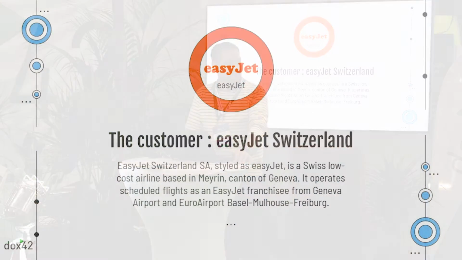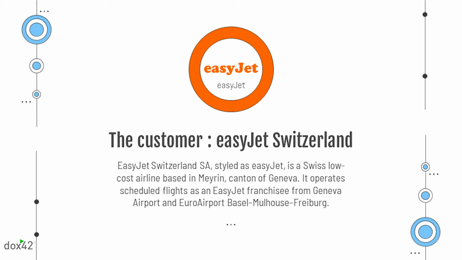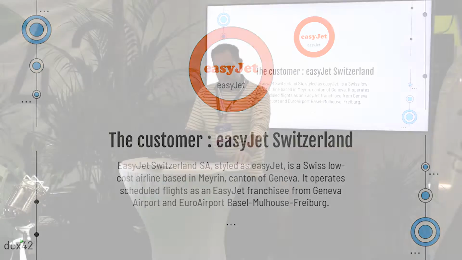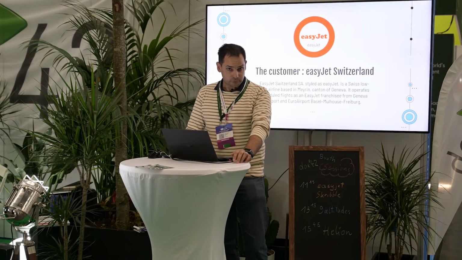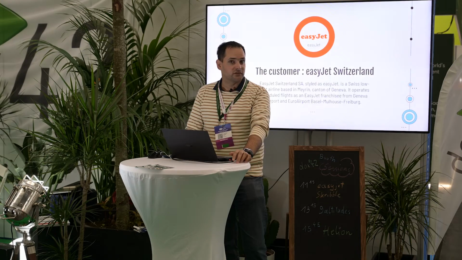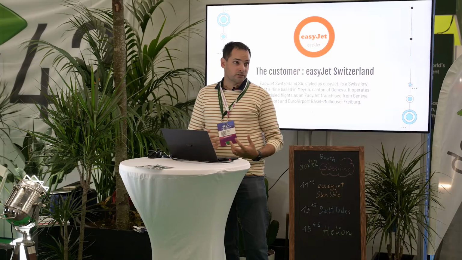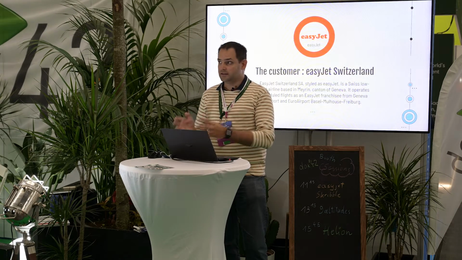The customer is easyJet Switzerland, an aircraft company which operates in Switzerland and in the whole of Europe. Recently, easyJet was asked to provide the regulatory authorities in Switzerland with documents to prove that their employees had reduced work time. Then they had the issue of generating documents and having these documents signed by each of their employees.